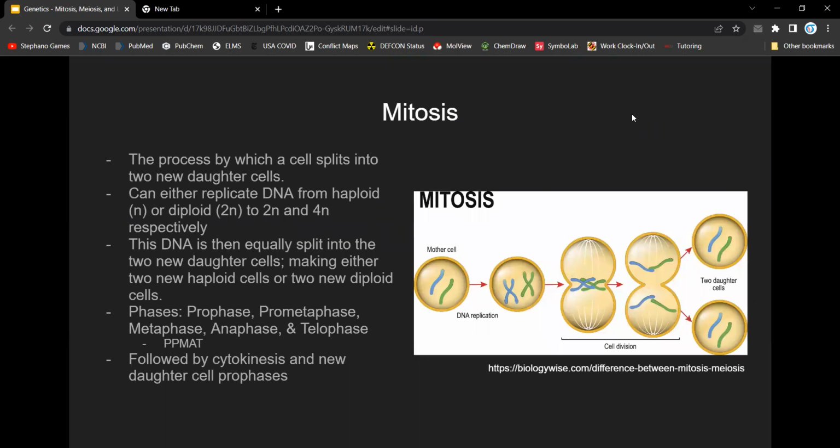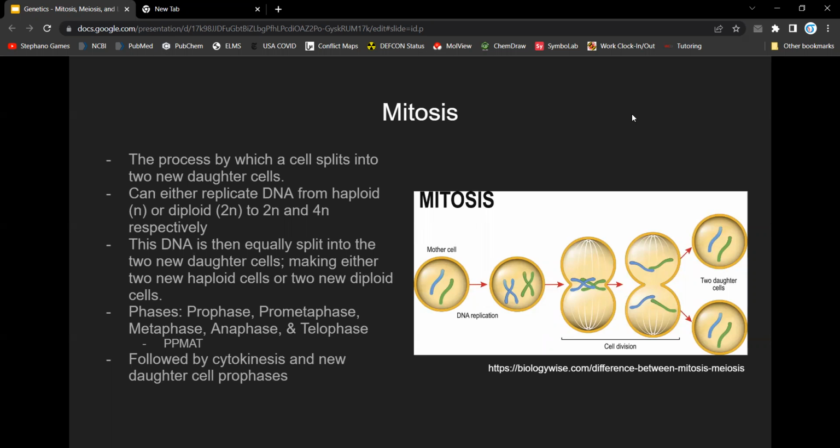So what is mitosis? Mitosis is the process by which a cell splits into two new daughter cells, as shown in that figure on the right. And this can either occur in replicating haploid cells or diploid cells.